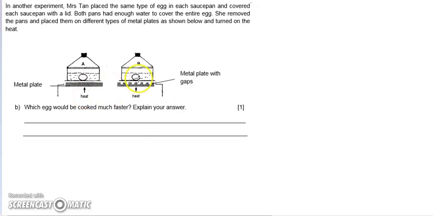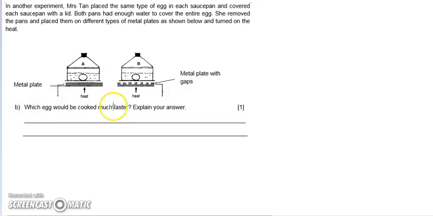So if you use your observation skill, you'll see that saucepan A is on a flat metal plate, whereas saucepan B is on a plate with a different shape with only some parts touching. There are gaps in between. So that means there is more hot plate touching pot A, whereas the metal plate does not touch pot B on the entire surface area. So there is less surface area touching pot B, whereas more surface area touching pot A.